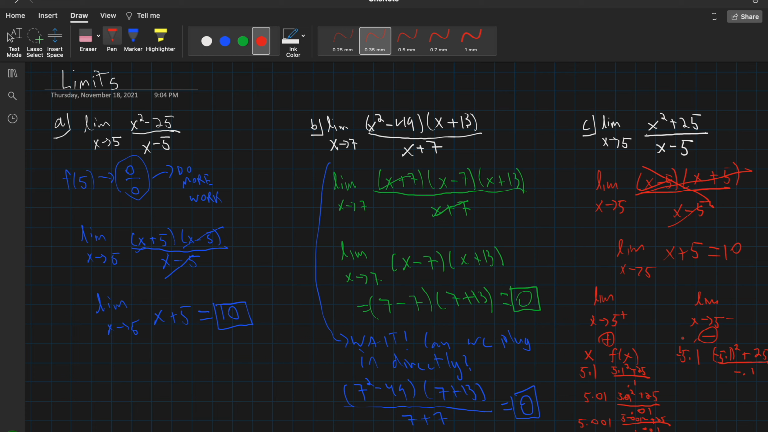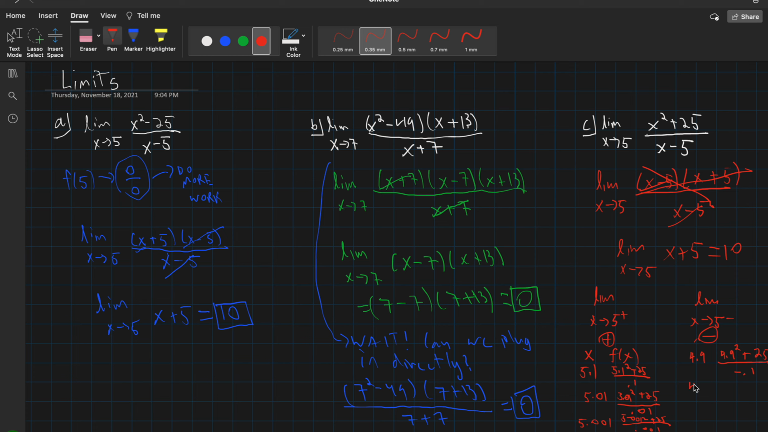Sorry about this. This number shouldn't be negative at all. This is a mistake right here. Alright, so let's get back to red. So we're approaching it from the right. Negative 5.1 is way far away from 5. So we're actually looking at 4.9. 4.9 squared plus 25, all divided by 4.9 minus 5, which is going to be our negative 0.1.